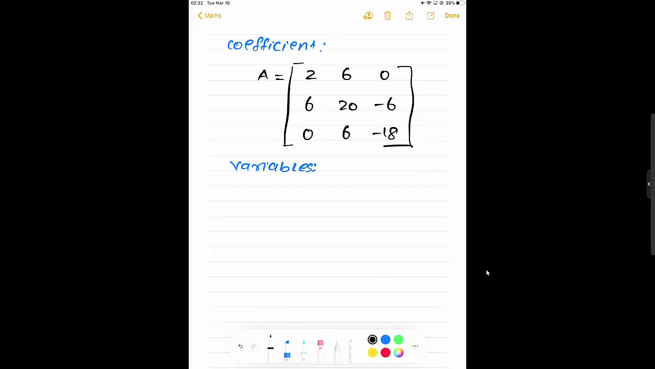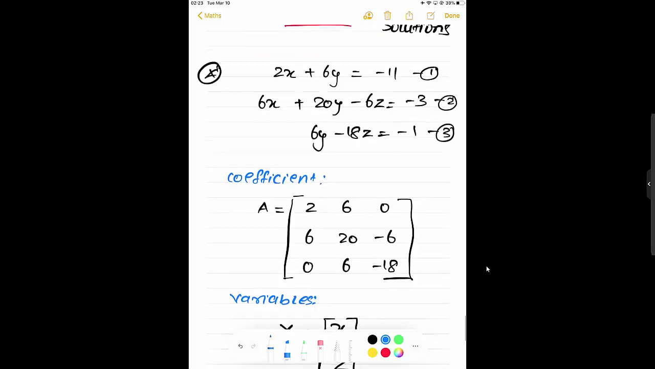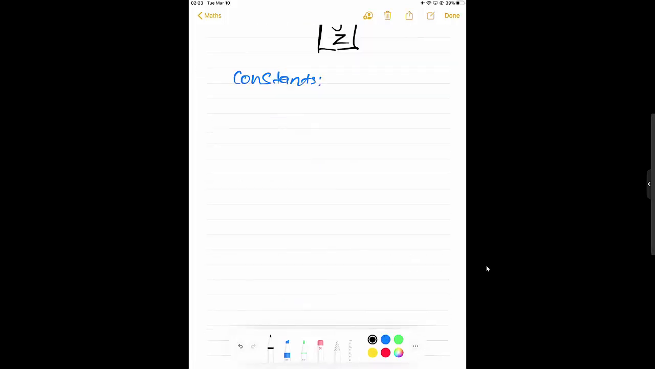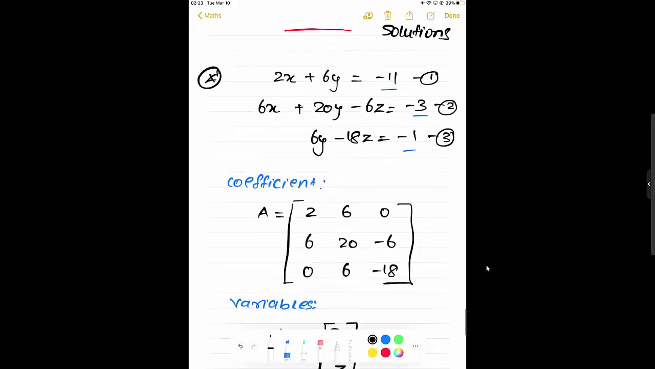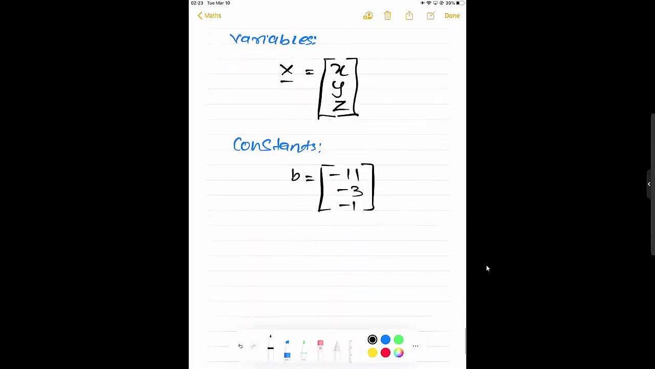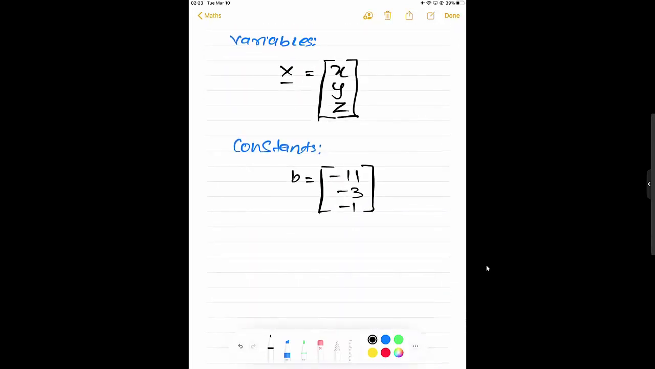After this, variables x, y, z, then constant. The constant value here is minus 11, minus 3, minus 1. The constant is represented by B. The values are minus 11, minus 3, minus 1. From these three equations, we have found the coefficient, variables and constant.